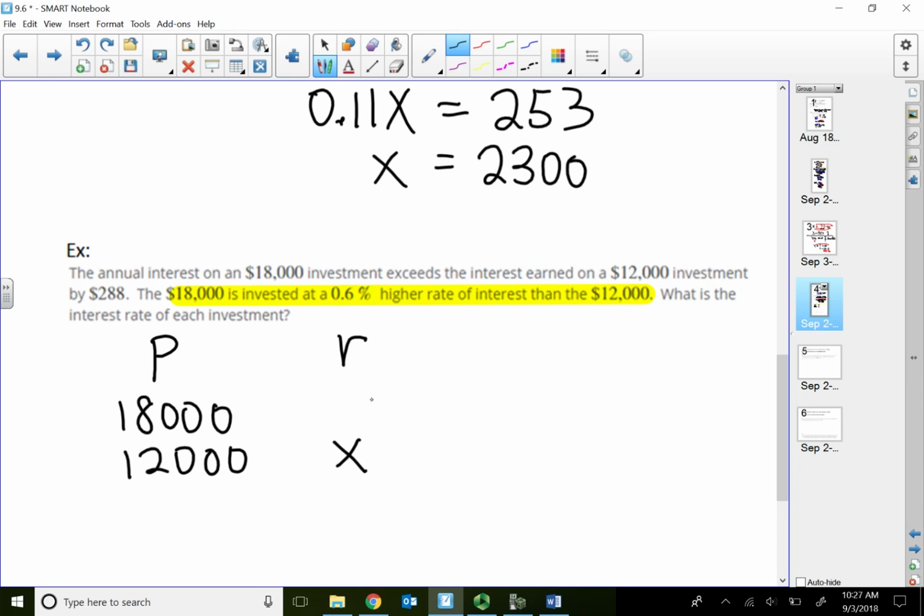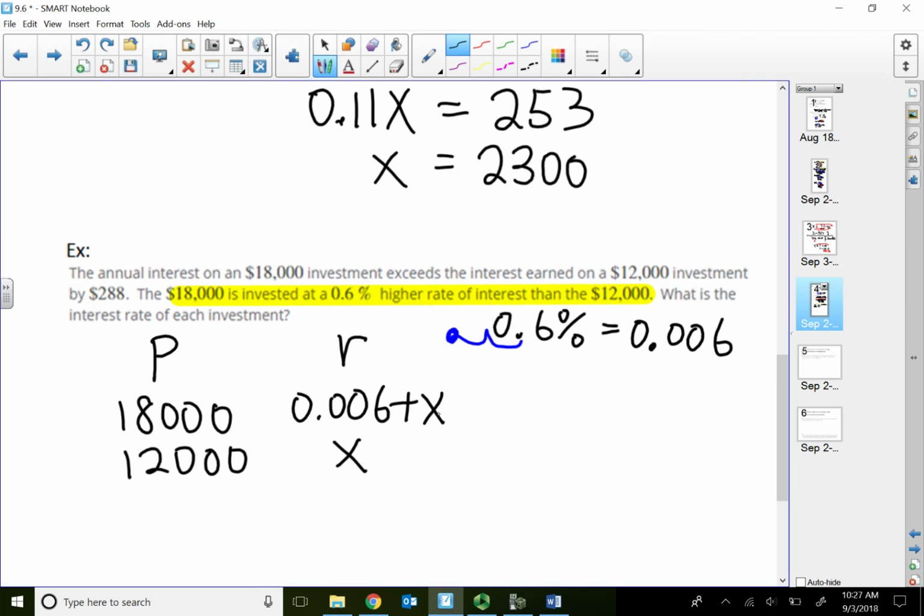0.6% higher. We have to be very careful here. 0.6% is a percentage, so if I want to convert it into decimal notation, I have to move my decimal to the left 2 places. That will be 0.006. So 0.6% higher will be 0.006 plus the interest rate at the $12,000. That's how we translate for the two items in terms of interest rate.